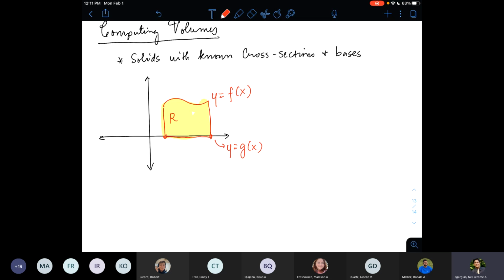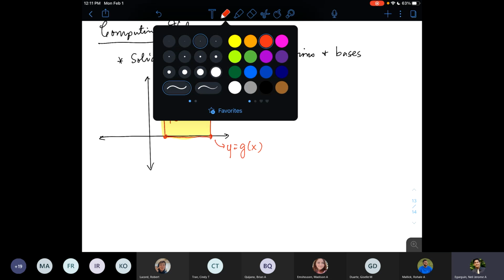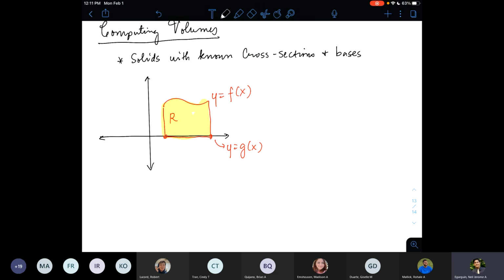And then aside from the base of the solid, you will be told how the cross sections look like, right? So the idea here is that the cross sections could either be perpendicular to the x-axis or perpendicular to the y-axis. Well, if the cross sections are perpendicular, so I'm going to use this notation for perpendicular.